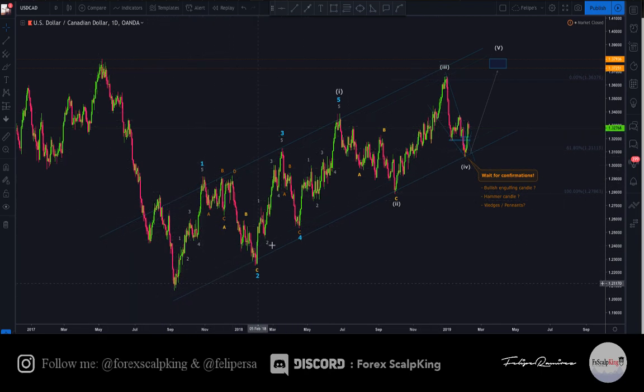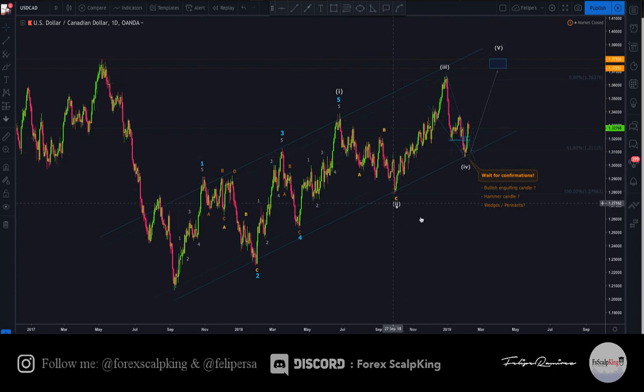We see 1, 2, 3, 4-ish. This 4 doesn't convince me. Remember, a rule of Elliott waves is that 4 cannot enter into wave 1. But bear with me, because what we've got here is a 4 and then ABC, and this is a big 2 wave. So we've got a 1, 2, and then 3 on its way over here, 4, 5.